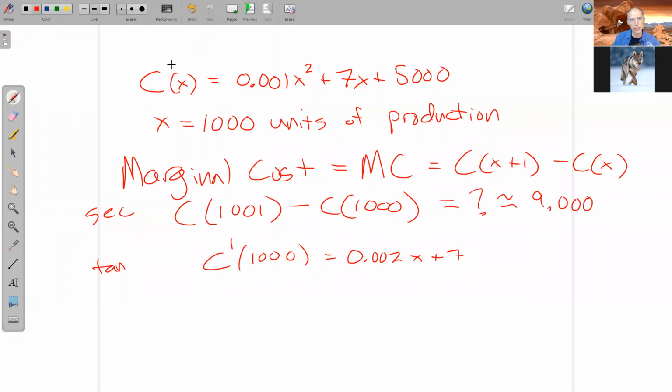Well, cost is typically going to be in dollars. And these are whatever units I'm selling. And let's suppose they're hats, just for fun. I got a new hat yesterday. So this would be dollars.